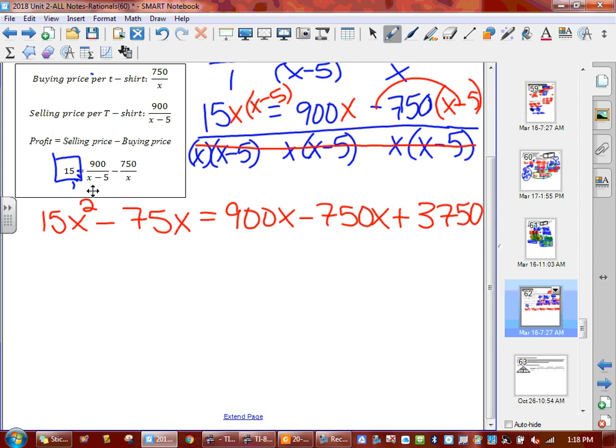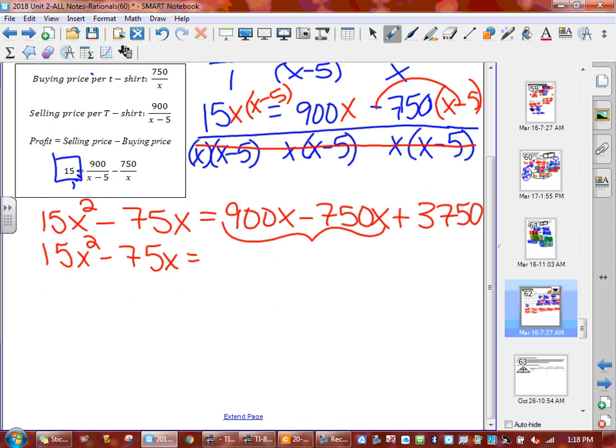So we need to add the x's on the right-hand side together before we can move everything to the left. Why do we have to move everything to the left? If you've got an x squared that does not cancel, that means you have to move everything to the side where x squared is positive. He's positive on this side, so that means everything on the right has to move left. So we're going to add those together, and that's going to give us 150x. So we have 15x squared minus 75x equals 150x plus 3750.